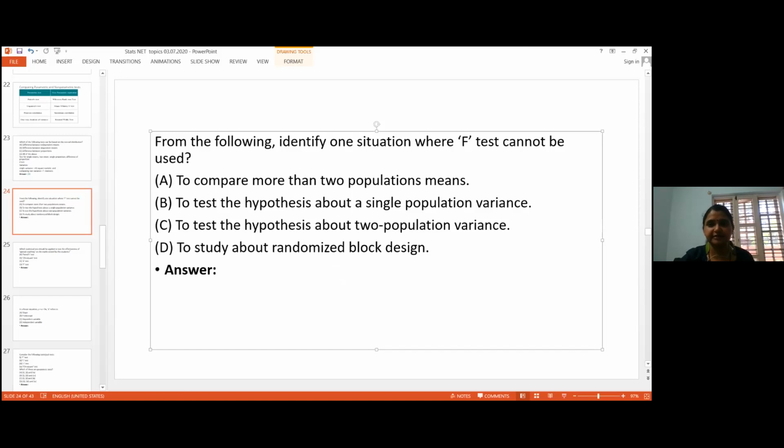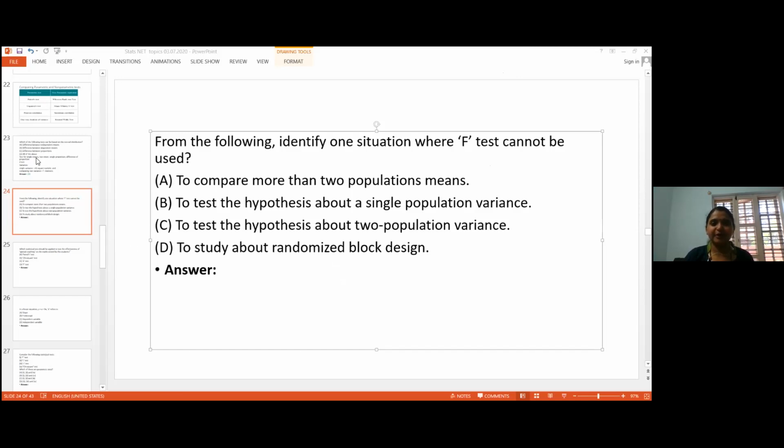I've got an answer. It should be correct. Okay, let's read the options once again, ma'am. The F test cannot be used: when we compare more than two population means, to test the hypothesis of single population variance, to test the hypothesis about two population variances, or to study the randomized block design.